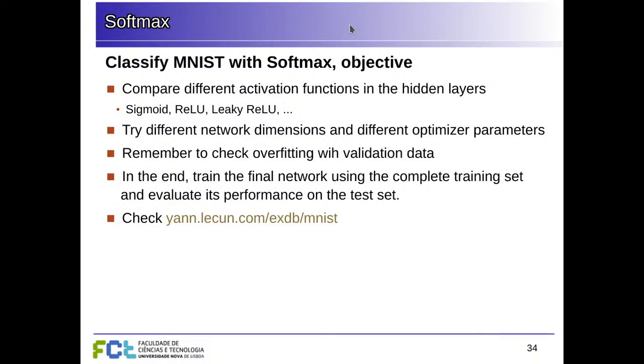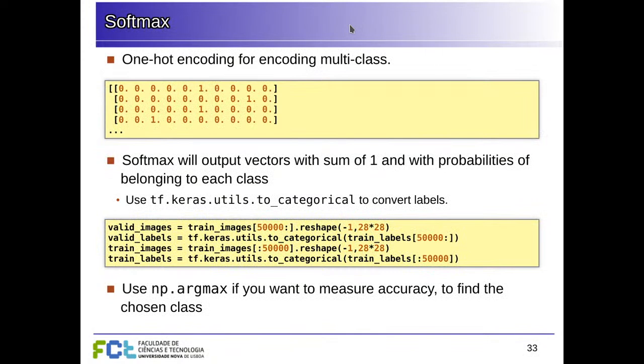So in this case, you're going to compare different activation functions in the hidden layers: sigmoid, ReLU, leaky ReLU, and so on. Remember that if you use sigmoid, expect that if you add several layers, you'll get a very slow training, so it probably won't work. You can try different network dimensions, different parameters for the stochastic gradient descent optimizer, and so on. And in this case, check for overfitting with the validation data. So when you are writing the loss function, for example, to Tensorboard or printing on the console, use both the training and validation sets so that you can follow your training and check if you are overfitting.